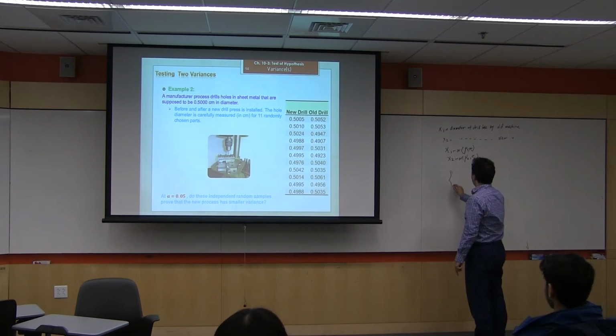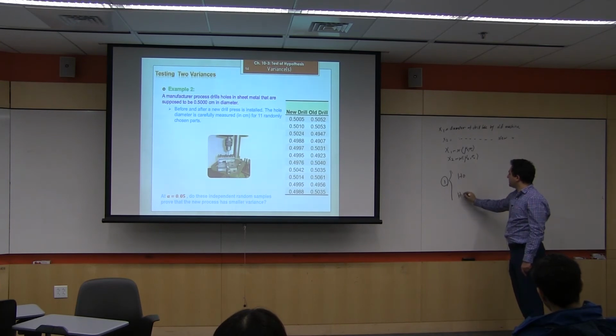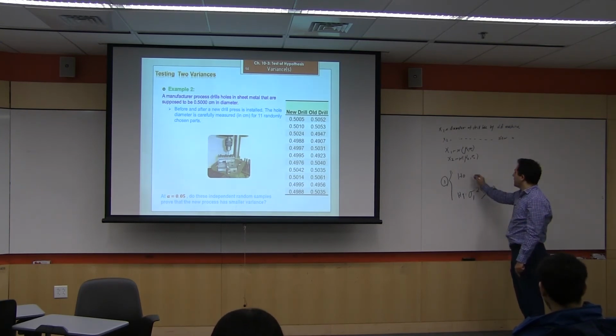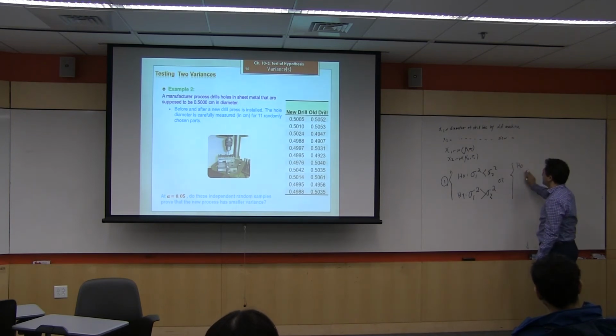So, therefore, my hypothesis is like this. Please pay attention, folks. H0 and H1. I'm saying sigma 1 squared is more than sigma 2 squared. Does it make sense? Why? Because this is saying the old one has a larger variance compared to the new one. Opposite goes here: sigma 1 squared less than sigma 2 squared. Or what? Sigma 2 squared over sigma 1 squared is greater than 1. Exactly, the ratio. Ratio, not the difference, folks.